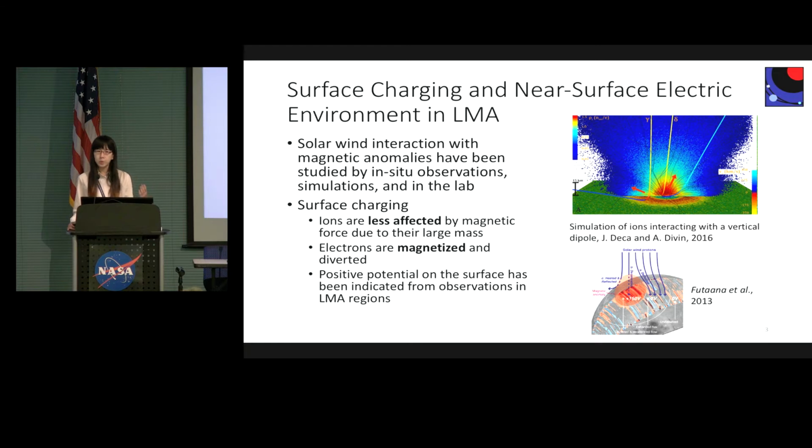There's a common principle that has been brought up, and that's the concept of surface charging. What this is, is that ions, being heavy, are going to be less affected by the magnetic fields due to their large mass. In contrast, electrons, which are smaller and lighter, are magnetized, and then they are diverted along magnetic field lines towards or away from certain regions in the LMA. And so what this means for us is that in certain regions, we expect there to be positive potential that builds up in what we call shielded regions. And actually, this has been indicated from observations in LMA regions themselves.